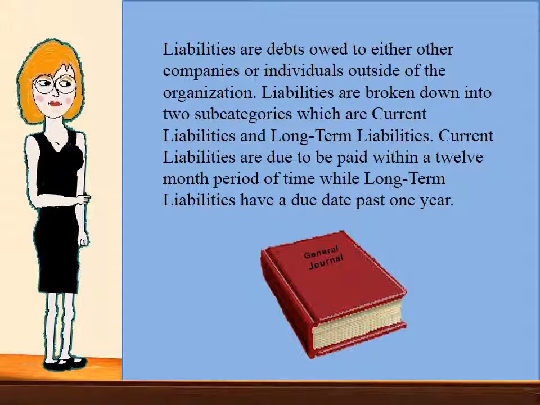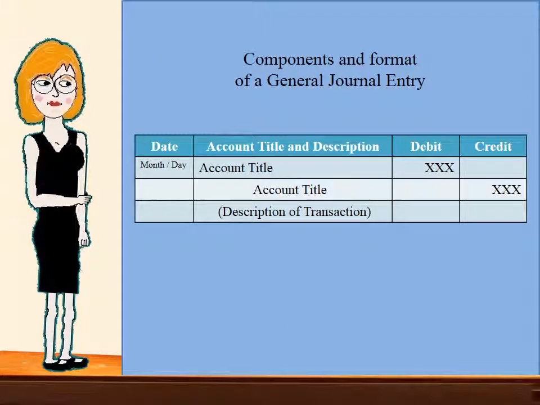Liabilities are debts owed to either other companies or individuals outside of the organization. Liabilities are broken down into two subcategories, which are current liabilities and long-term liabilities. Current liabilities are due to be paid within a 12-month period of time, or in some rare cases longer if the fiscal year is longer, while long-term liabilities have a due date past 1 year or a fiscal period.